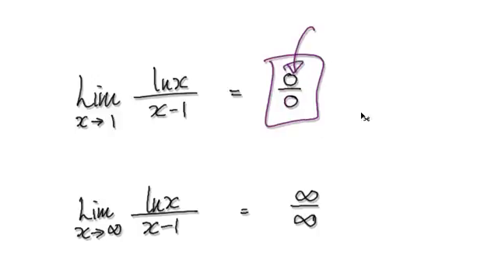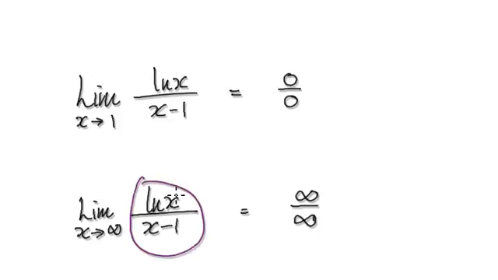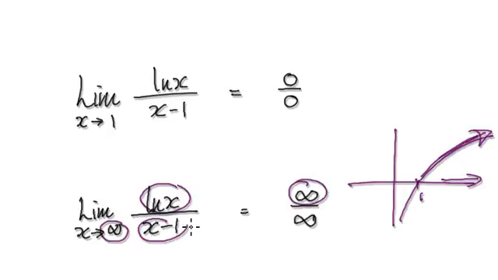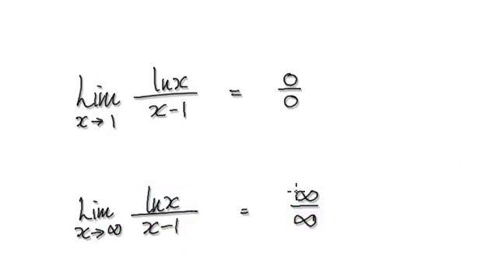Well, there are other indeterminate forms. So if you look at this here, natural log of x looks like this. So this here is 1. So as x tends to infinity, you can see natural log is always climbing. It's always climbing, and it's heading towards infinity. If you look at the denominator, as x tends to infinity, this whole thing here will also tend towards infinity. So here is another indeterminate form.